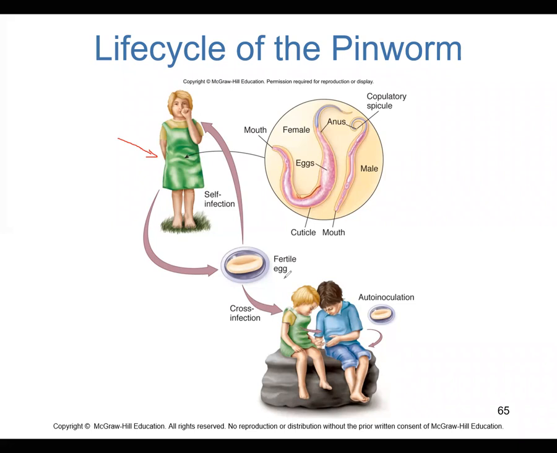So usually, but not always, if a child in a house gets it, it's likely that everybody else in the house has it also. It takes about a month for the female to start laying the eggs, somewhere in that range. But again, it's very treatable, so it's not a big deal. It just happens because children aren't as clean as adults are. They don't wash their hands as much, and they put more things in their mouth.